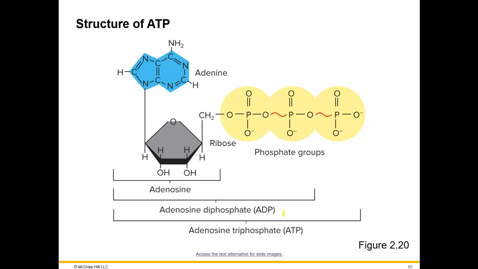ATP looks a lot like a nitrogenous base because it is. ATP is a modified nucleotide. It's an adenine, a ribose sugar, and 3 phosphate groups instead of just one. So that's why we include it in the nucleic acid section.